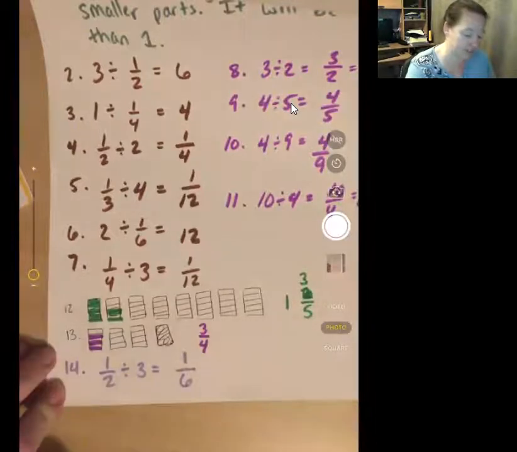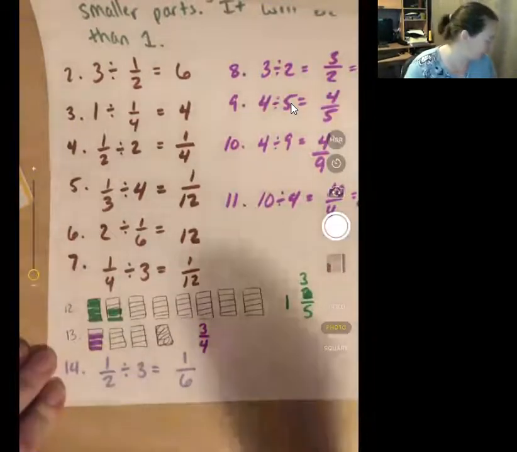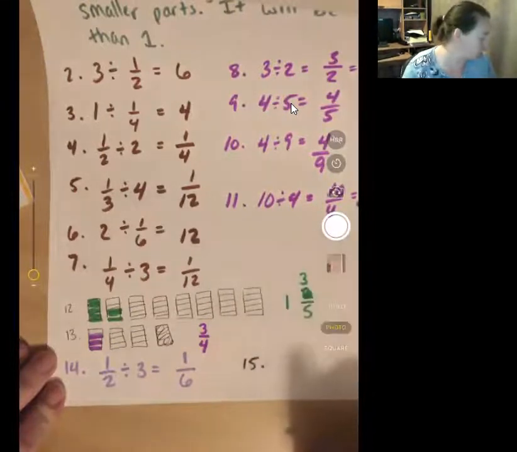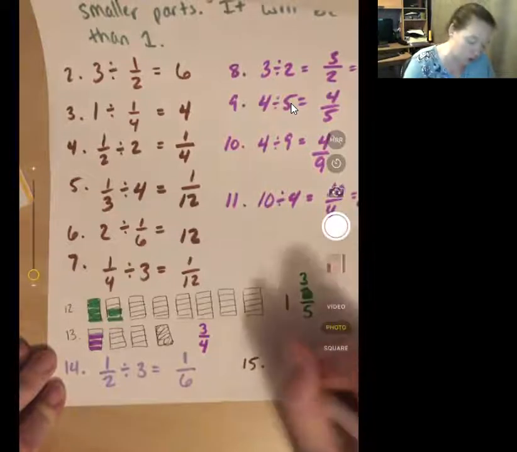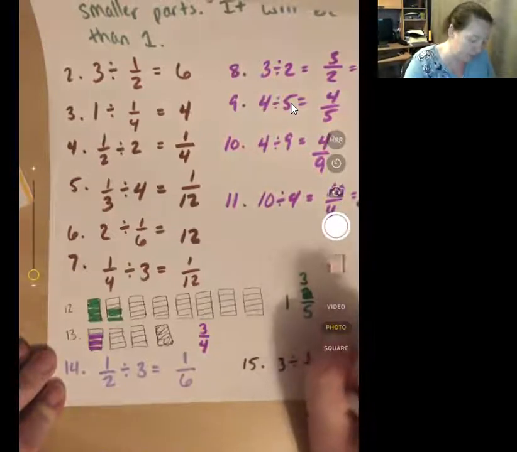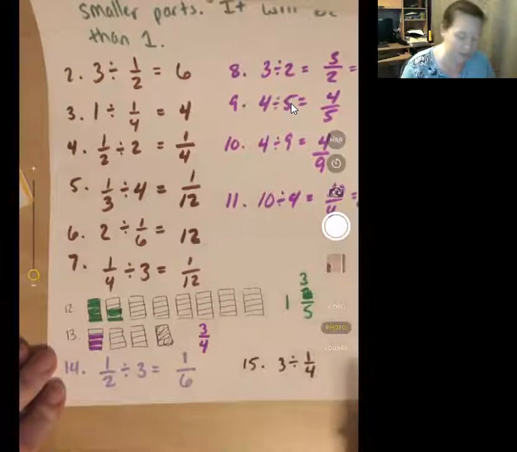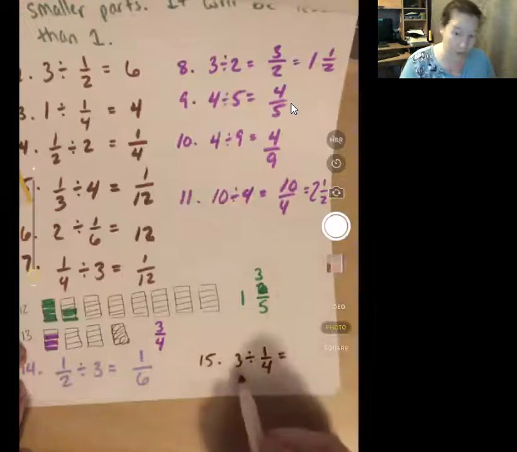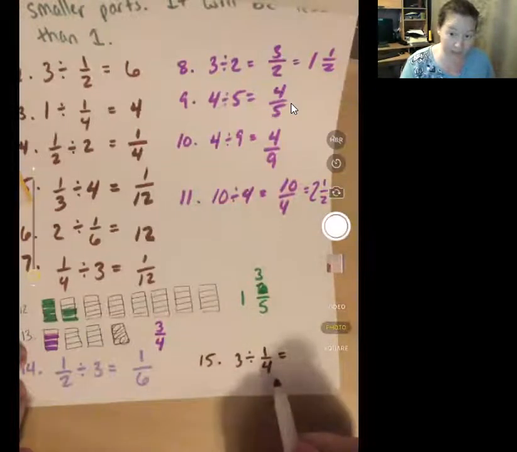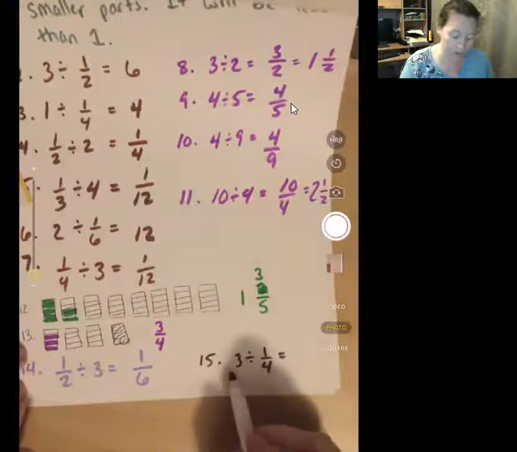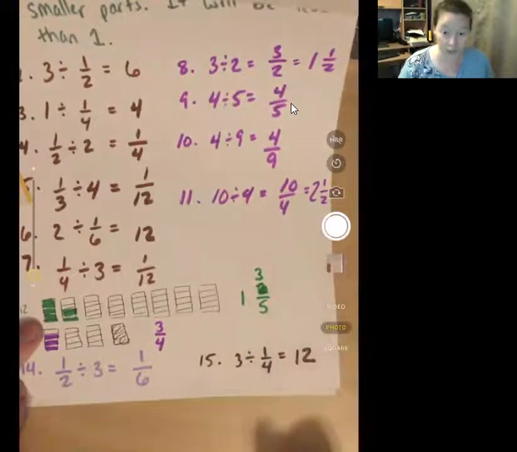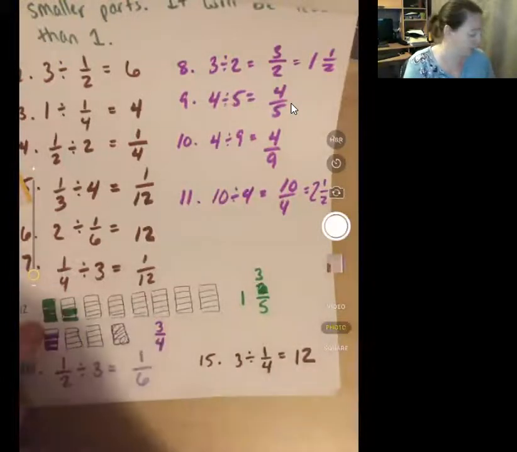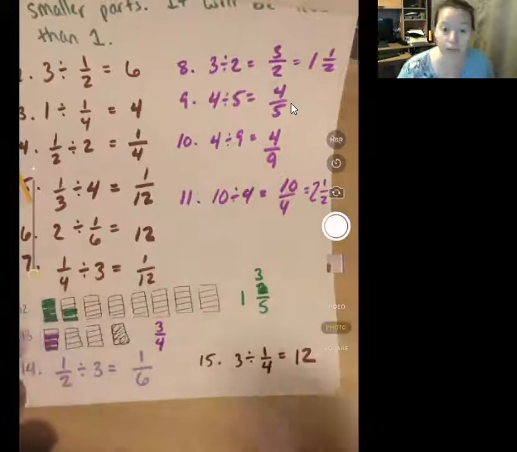And number 15. Michaela has 3 yards of ribbon to be used for a craft project. She cuts the ribbon into pieces that are a 1/4 yard long. How many pieces of ribbon does Michaela have? So we have the 3. Each piece was cut into 4. So 3 times 4 is 12. We started with more than 1. We end with more than 1. All right, that's the last problem for this page.